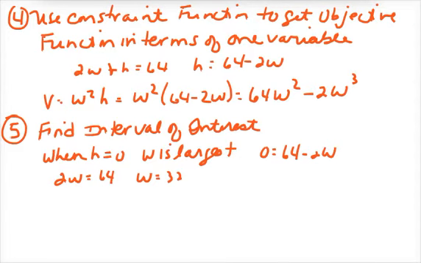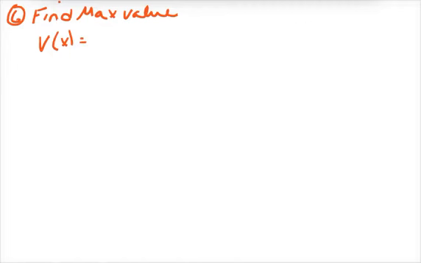So the interval of interest for w, it can go between 0 and the biggest that it can get is 32. So that's your interval of interest. And the last step is the step that we've been working with, in chapter 4.2, and that is to find the maximum value. So we're going to find the absolute max. To do that, we take the volume function, right?